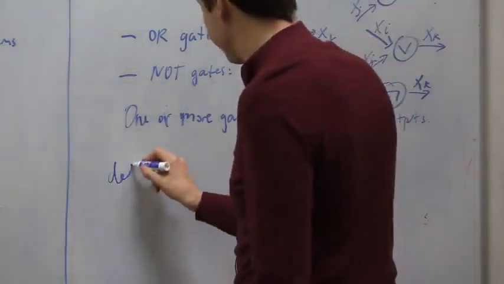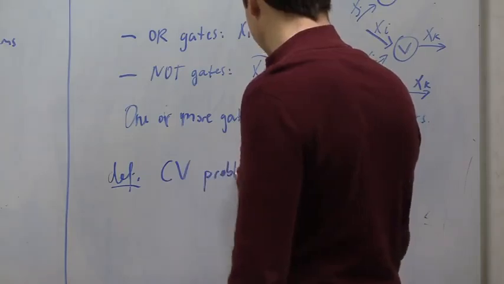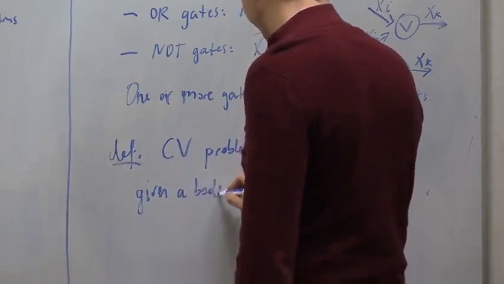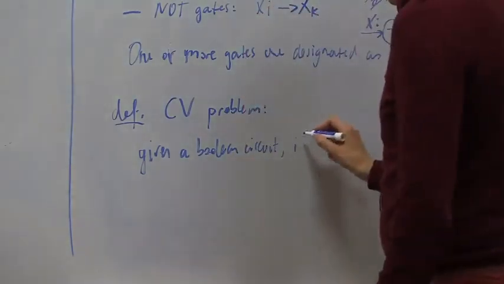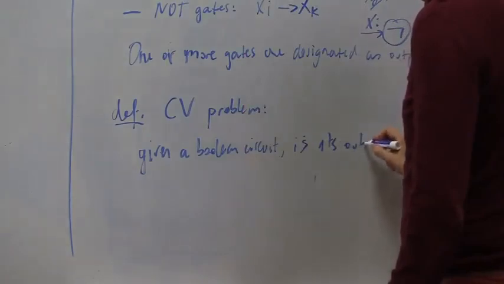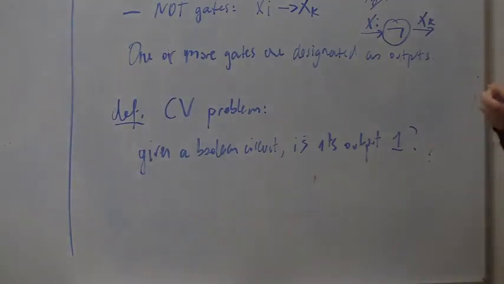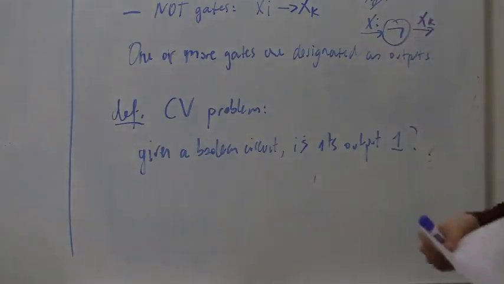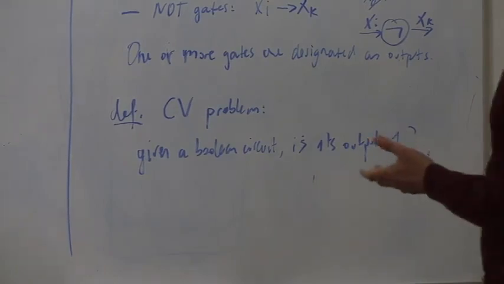So we're going to define the circuit value problem. It asks, given a Boolean circuit, is its output 1? Okay, so somebody hands you a graph. It is labeled with all these gates, and they're asking you, is the output 1? Now, the first thing to realize is that this problem is efficiently solvable.